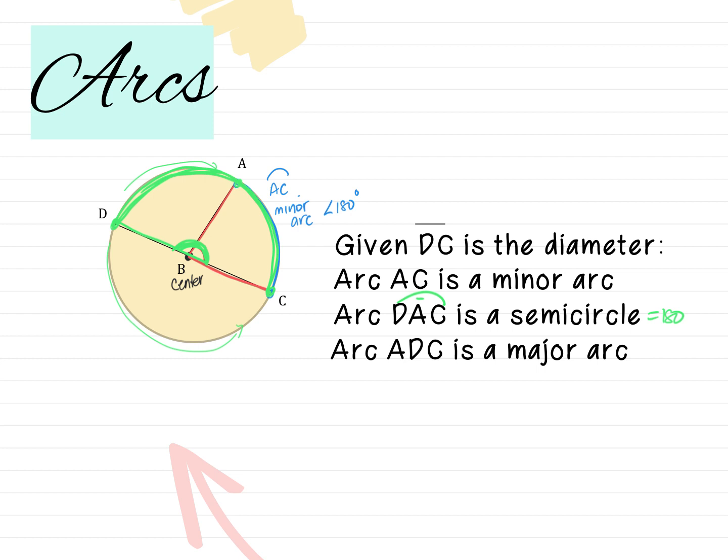And the last one there is arc ADC. Notice that A to D all the way to C, and notice that that's more than half a circle, and so we know that it's greater than 180 degrees. So this one would be less than 180. And so again, we have our arc name. Anything less than 180 is described with 2 letters. Anything 180 or more is described with 3 letters.